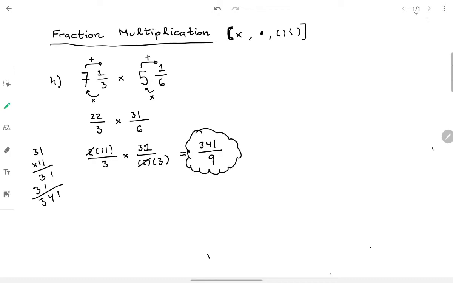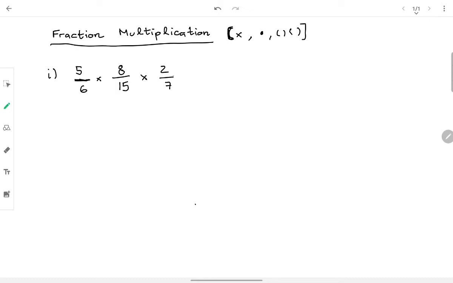Let's see one example, maybe with 3 or more numbers. It's the same. So let's see this example. If we have 3 fractions multiplying, it's the same. We can simplify them first and then make the multiplication. So let's see. 5 cannot get decomposed. 6 can get decomposed in 2 times 3. 8 can decompose in 2 times 2 times 2. 15 can get decomposed in 3 by 5. Then 2 cannot get simplified, and 7 cannot get simplified.